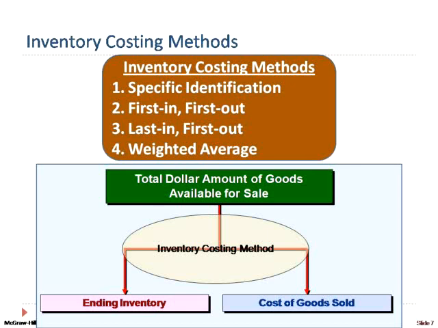Four generally accepted inventory costing methods are available for doing so: specific identification, first in, first out, last in, first out, and weighted average. Part 2. The four inventory costing methods are alternative ways to assign the total dollar amount of goods available for sale between ending inventory and cost of goods sold.